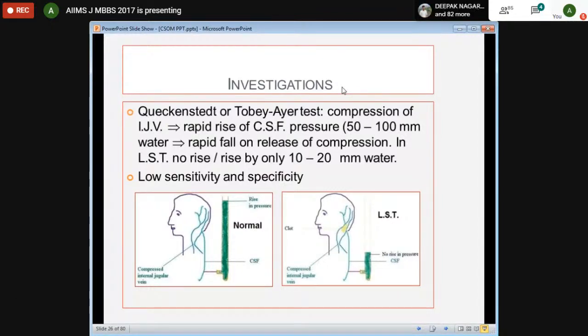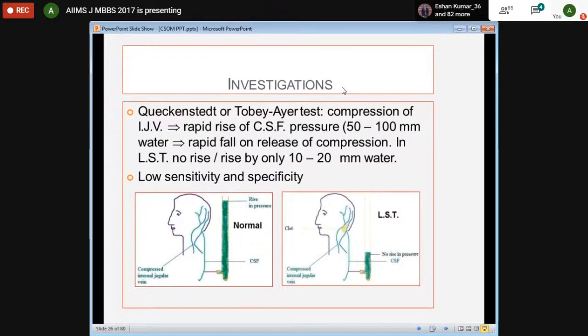But in lateral sigmoid sinus thrombosis, there is either no rise or a rise of only 10 to 12, 20 millimeter of water. Ideally, it should be 50 to 100 millimeter. So it indicates that there is some obstruction in the internal jugular vein, which may lead to no rise of CSF pressure, but it is low sensitive and low specific.